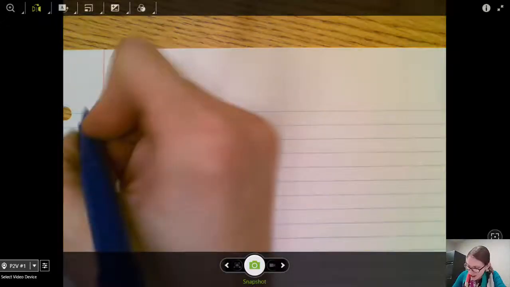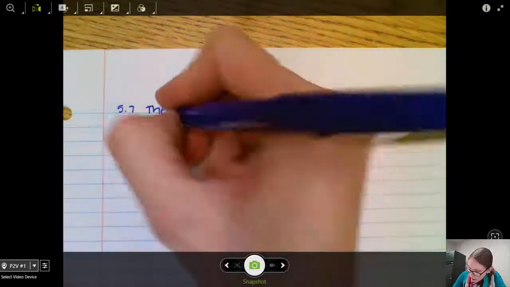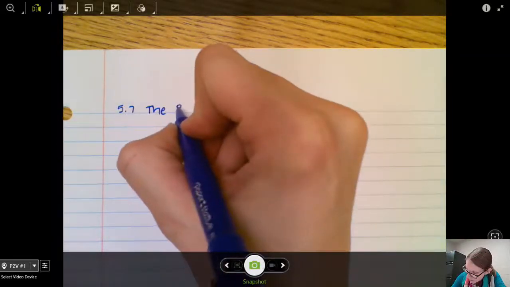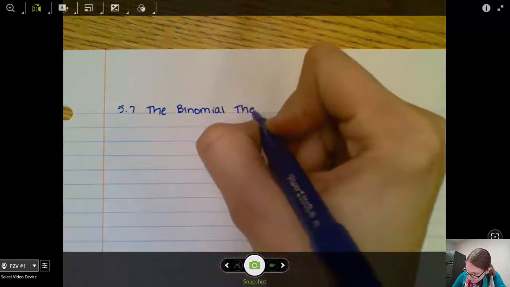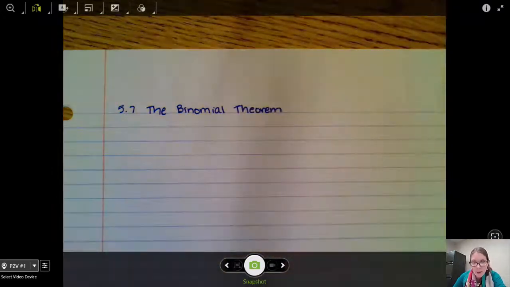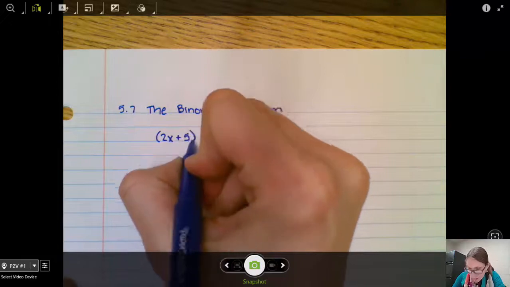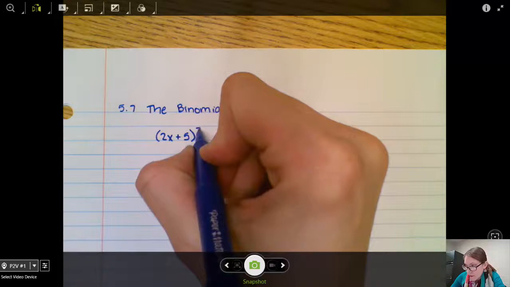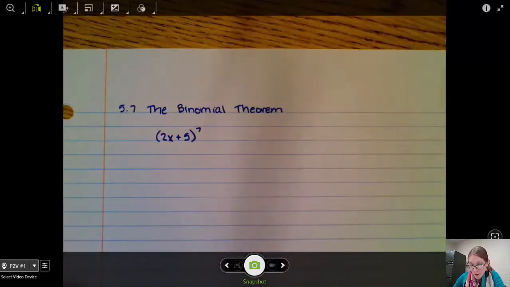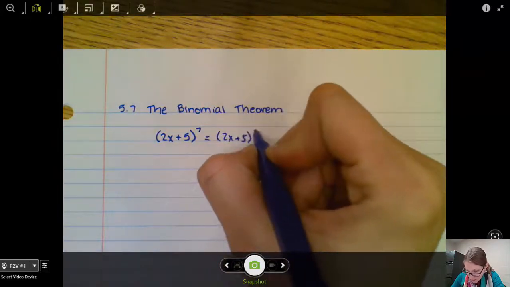Okay, our last section in chapter 5 that's going to be on our test is 5.7, the binomial theorem. Now remember, a binomial has two terms. So 2x plus 5 is a binomial. Now imagine I have 2x plus 5 to the 7th power. Remember, that means 2x plus 5 seven times.